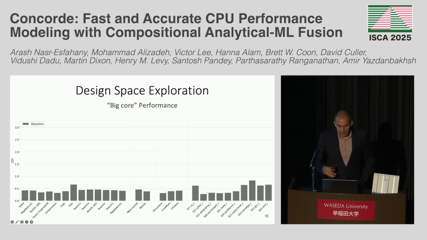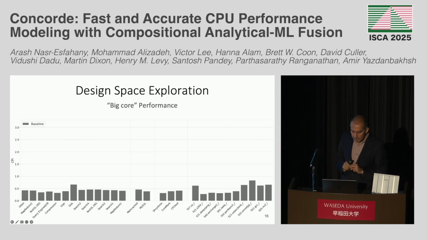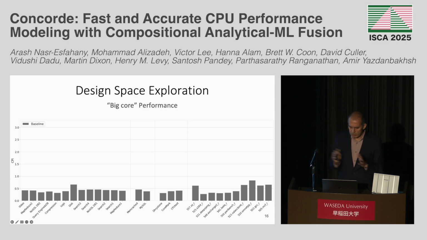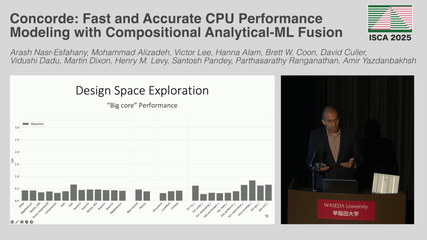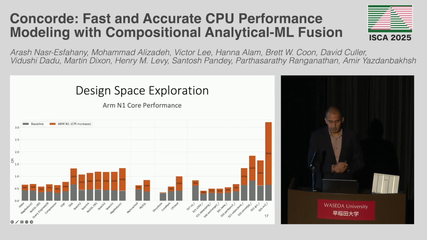So Concorde enables many other interesting use cases. Here's one example. This plot shows the CPI achieved by a big core. Big core is something that has kind of infinite resources and is kind of ideal. For example, perfect branch predictor, very large ROB size, load store, and so on and so forth. And we use this configuration as a baseline for best case performance, a reference point for understanding what each program could achieve under ideal conditions.